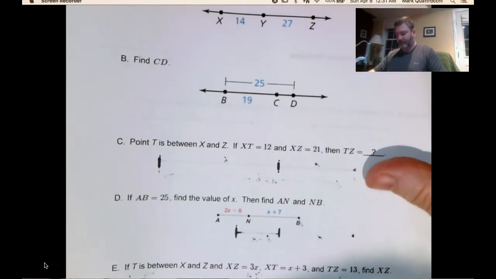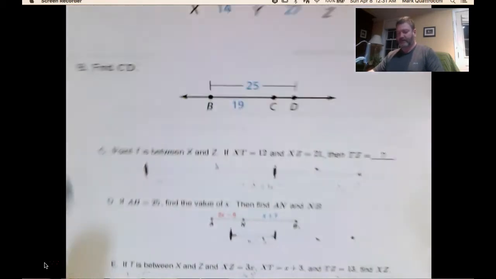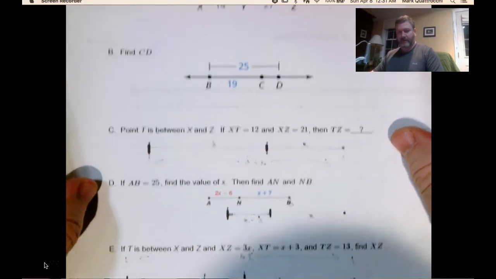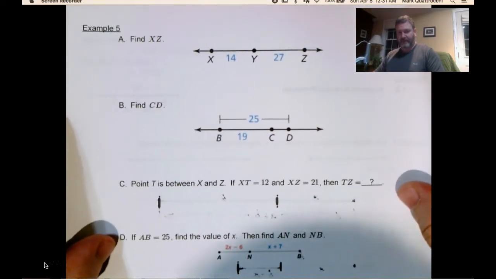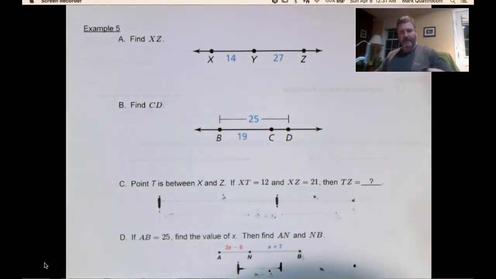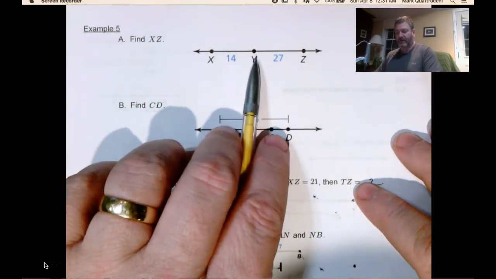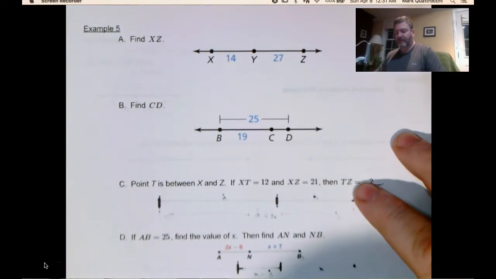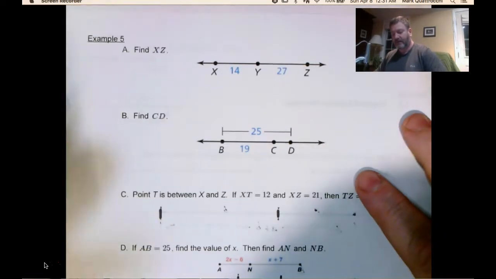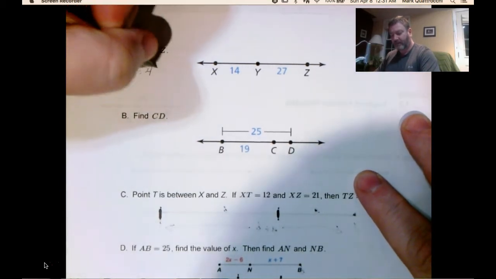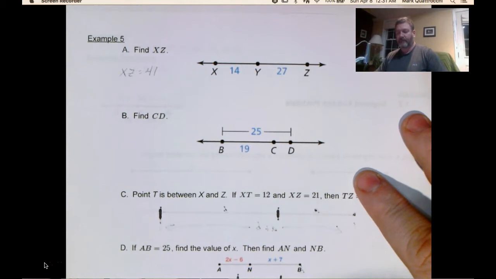Well, I was afraid this was going to happen. I probably shouldn't have made this two-sided. That's all right. Example 5. Find the length of segment XZ. Well, XZ is from here to here. XY is 14. YZ is 27. Add those together, and the length of segment XZ is 41. Segment addition postulate.